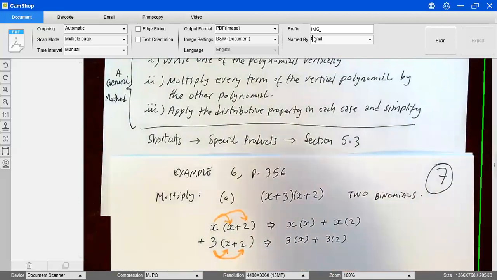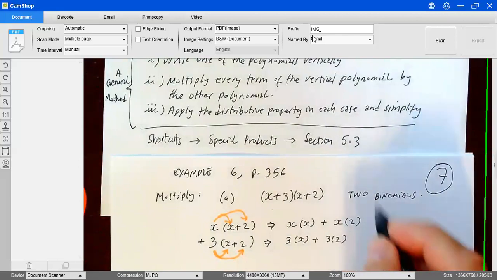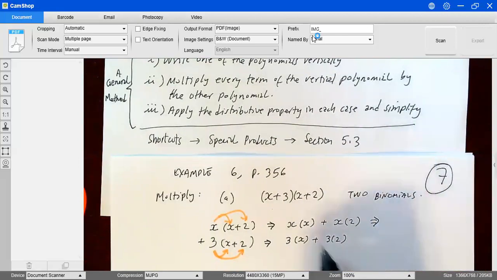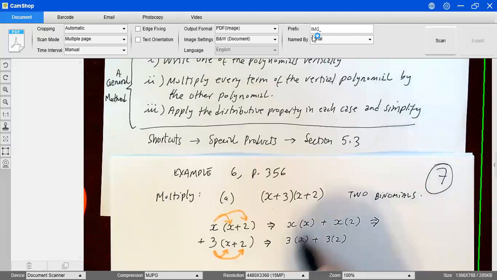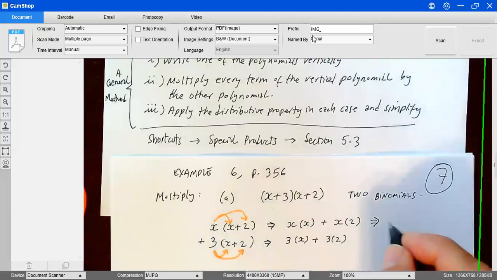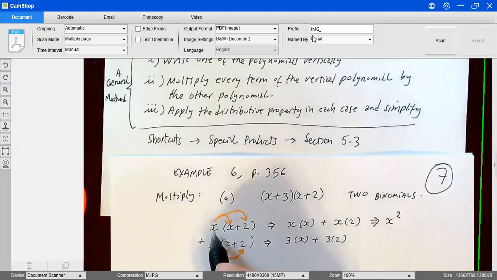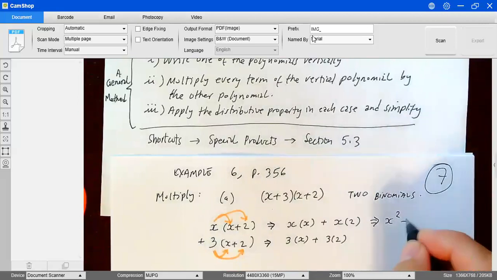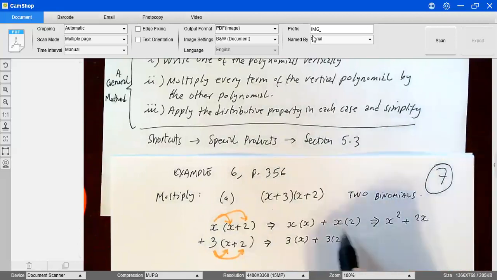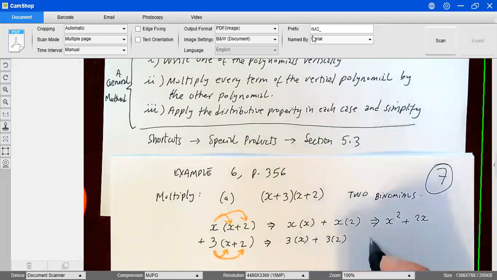I indicated the operations. Most of the time you don't need to indicate the operations. You write away the answer. So in this case, once you have mastered this in your mind, you don't need to write it. You just go x times x is going to be x squared. And x times 2 is going to be 2x. We don't write x2. We write 2x because you need to write always first the coefficient and then the variable.